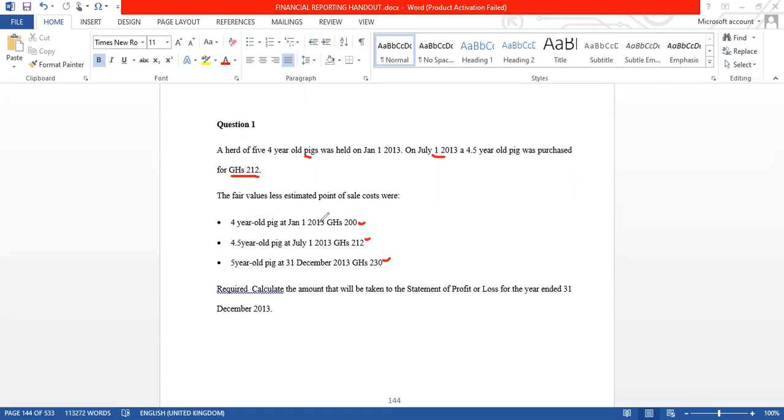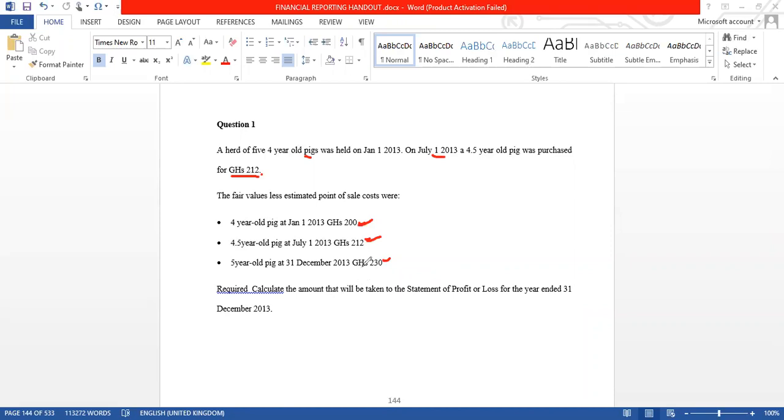So a 4-year pig sells like this in the market. A 4.5-year pig sells like this in the market. I think that's what we have here. And a 5-year-old pig as of December also sells at 230. That is what we have here. Now, the question says we should calculate the amount that should be taken to the SOFP and the statement of profit and loss. All right. Now, what are we going to do?